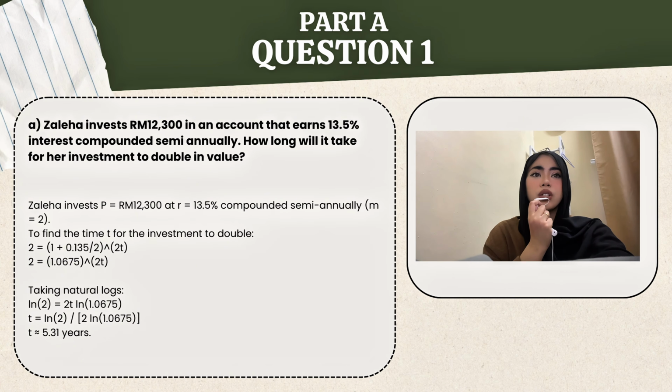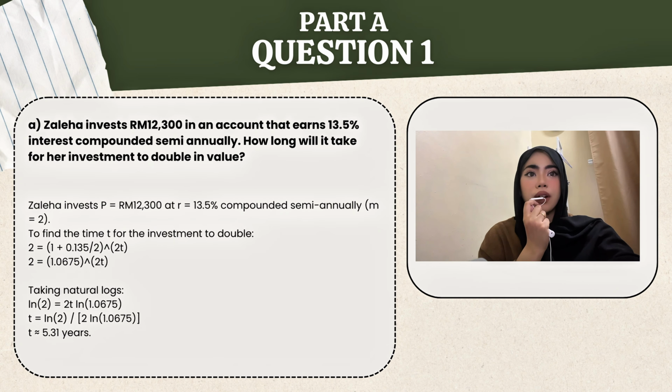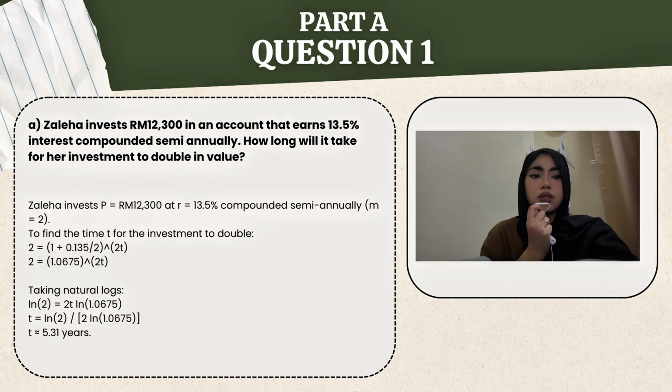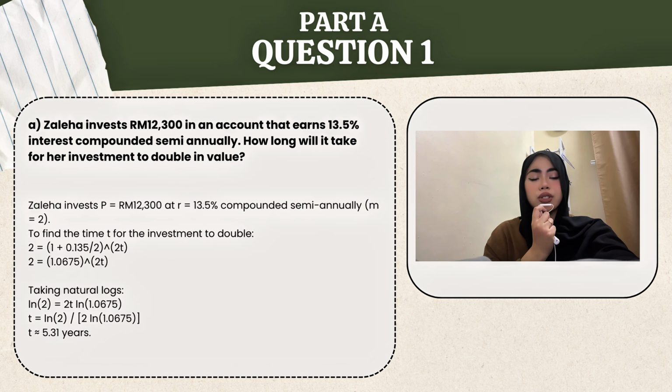Log 2 equals t log of bracket 1.0675, and solve for t. So the answer is 5.31 years.